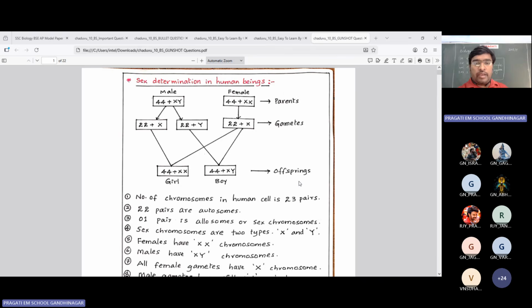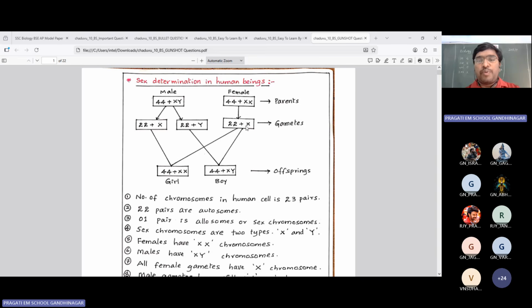Write with neat handwriting. Please keep the side heading, then write the flowchart first. In this flowchart, you should write male and female. These are the parents. And the gametes, X and Y gametes.